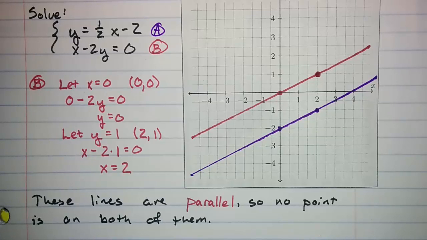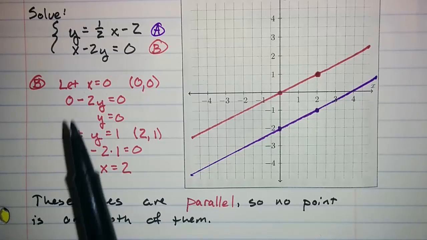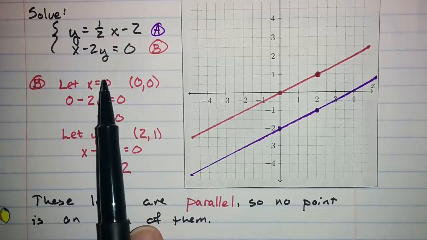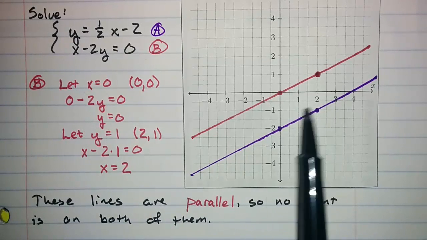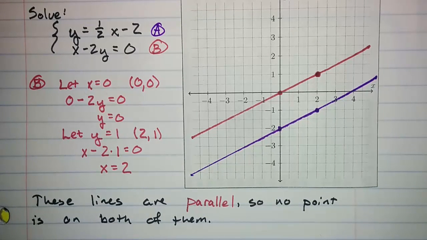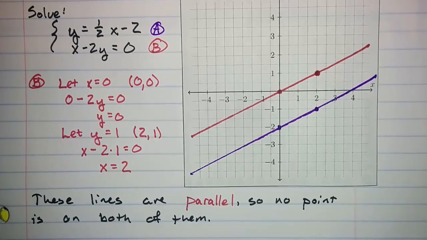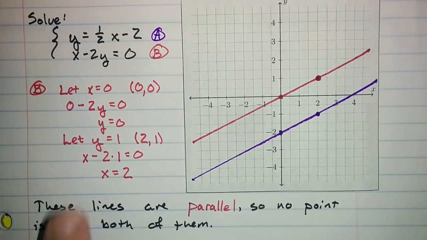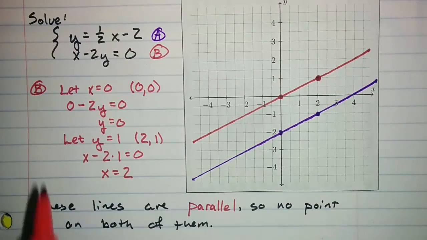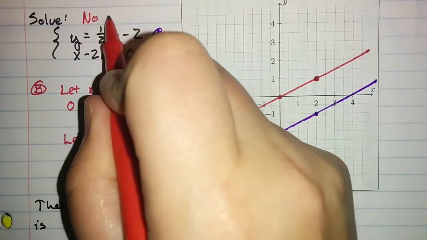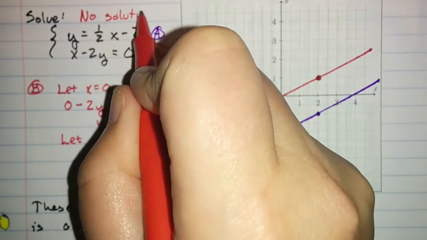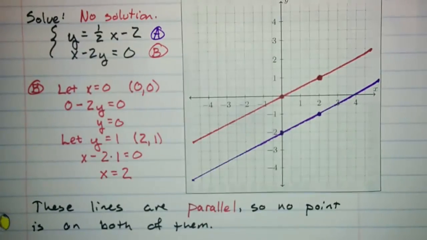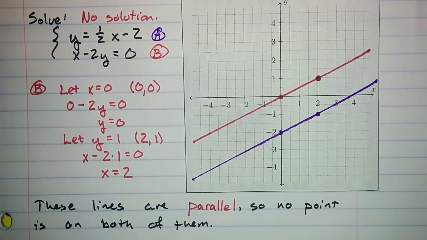Well, in order to be a solution to the system, it has to be a solution to both equations. It has to be a point on both lines. There are no points like that. Therefore, this system has no solution. If we're asked to solve this system, we answer no solution. It can't be done. Such a point doesn't exist.